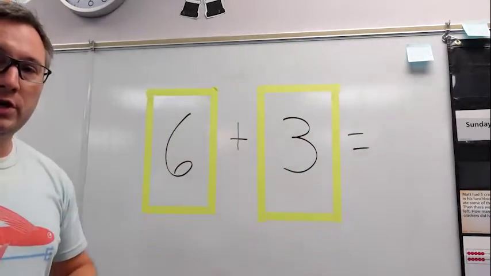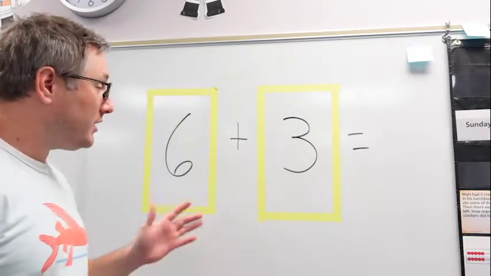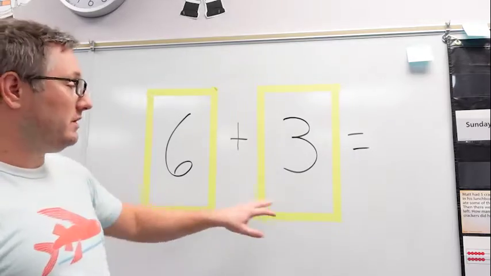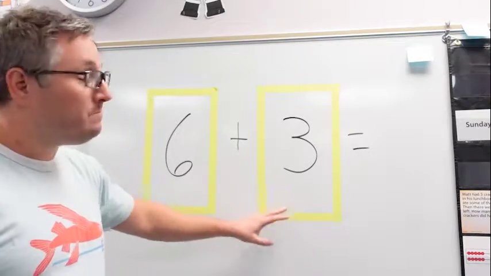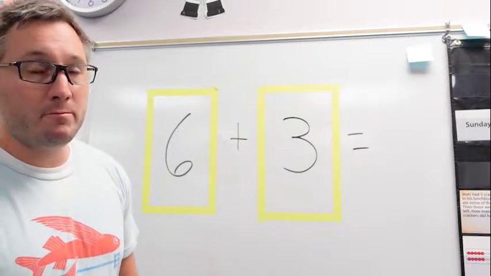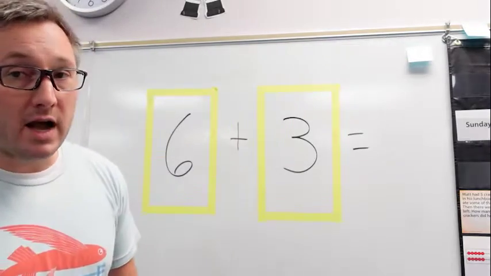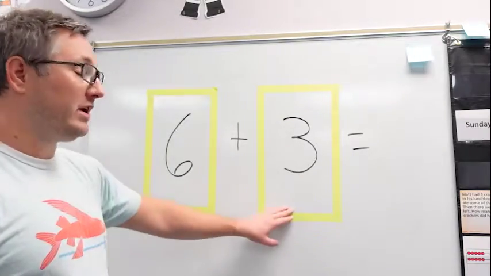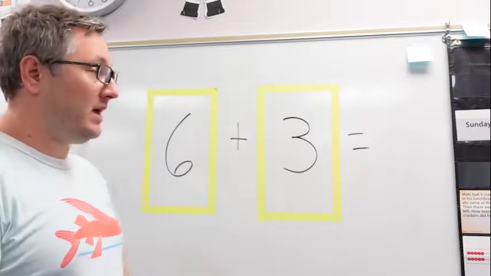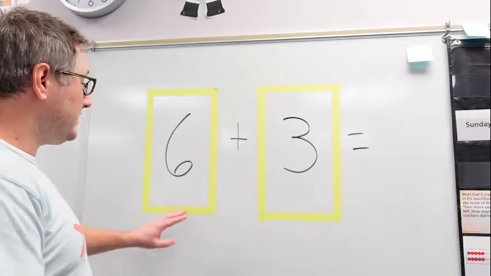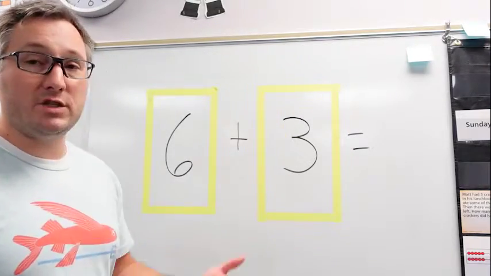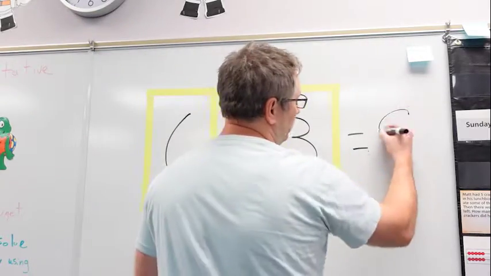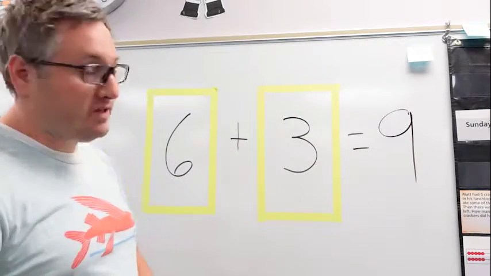This is called the commutative property. The commutative property teaches us that a number can be changed around with addition and it still equals the same thing. Unfortunately, that's not true of subtraction. You can't have 6 minus 3 and 3 minus 6 equal the same thing. But with addition, 6 plus 3 and 3 plus 6 both equal 9. It doesn't matter how you do it. It equals 9 every time.